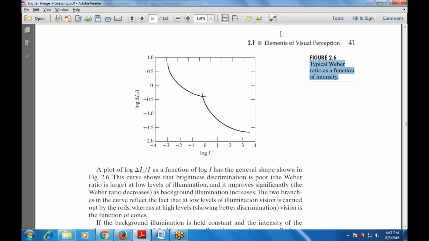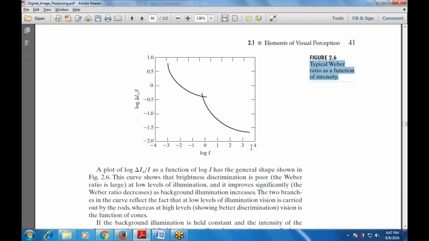This is a general slope that is used for delta Ic and I. This curve shows that brightness discrimination is poor when the Weber ratio is large. So when the discrimination is poor, the ratio is large, and when the discrimination is good, the ratio is small. That means there is an inverse relationship between the brightness discrimination and the Weber ratio. This curve shows that brightness discrimination is poor at low levels of illumination, and it improves significantly as the Weber ratio decreases.